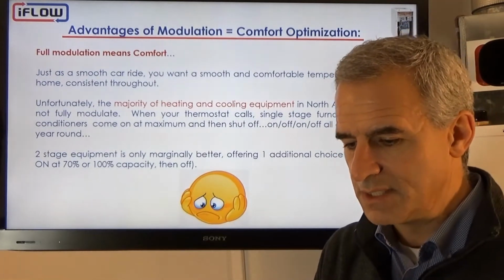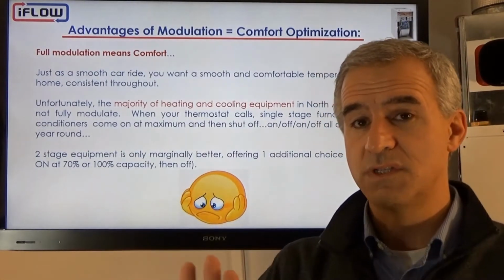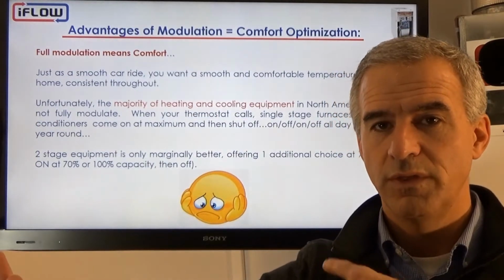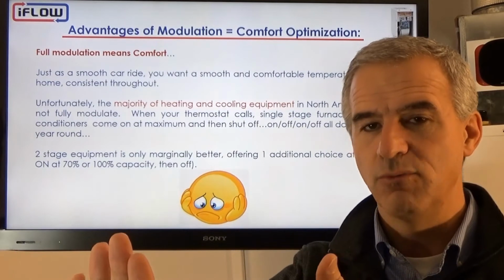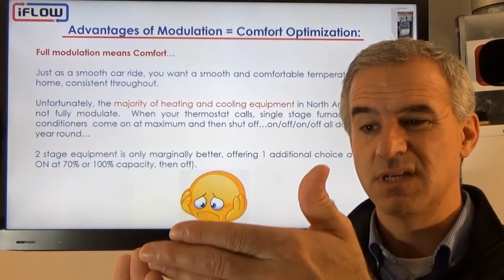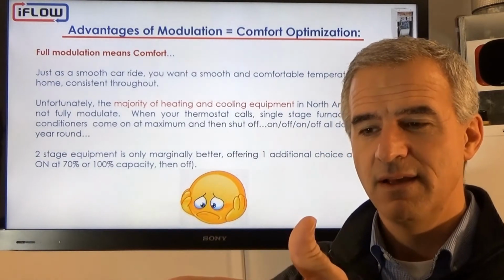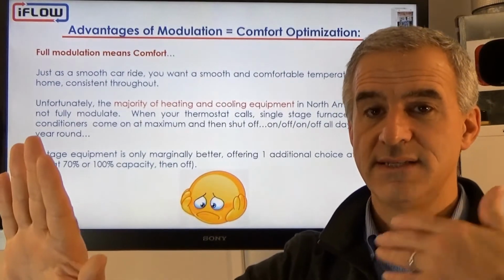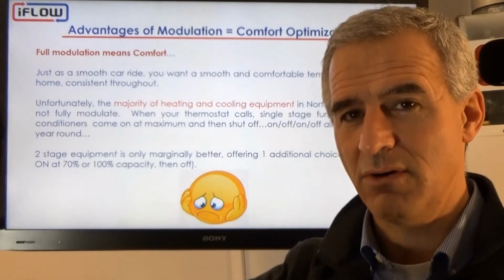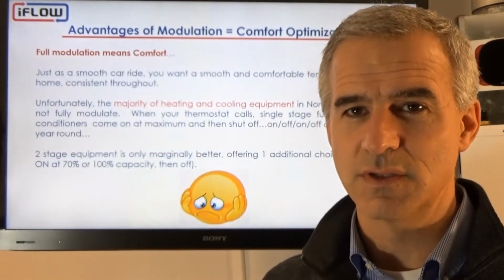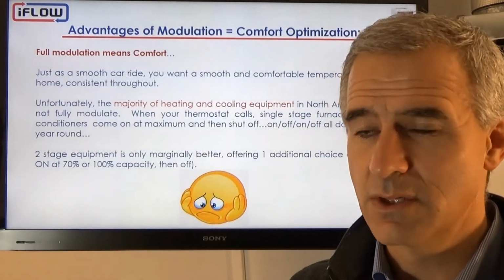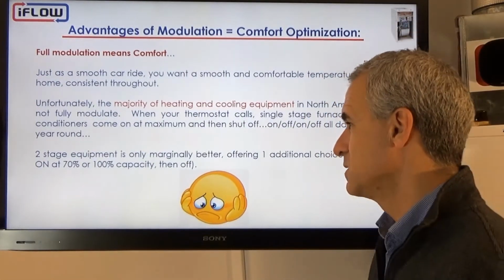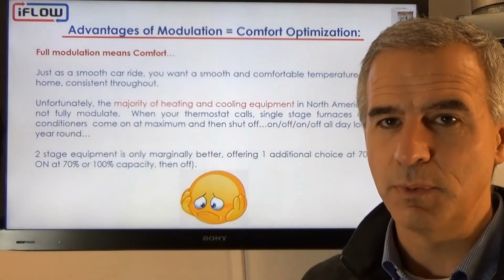So let's again relate it to the car. Let's say your car can go 60 miles an hour or off. That's a single stage unit. With a two-stage unit, now we have one more speed at 70% of that. So 70% of 60 miles an hour, for example, would be 42 miles an hour. So we can go at 0, 42 miles an hour, or 60 miles an hour. And those are the only choices we have. That's two-stage equipment. So even though it may sound better, it really isn't better. Or it's marginally better. It really doesn't help in the efficiency.